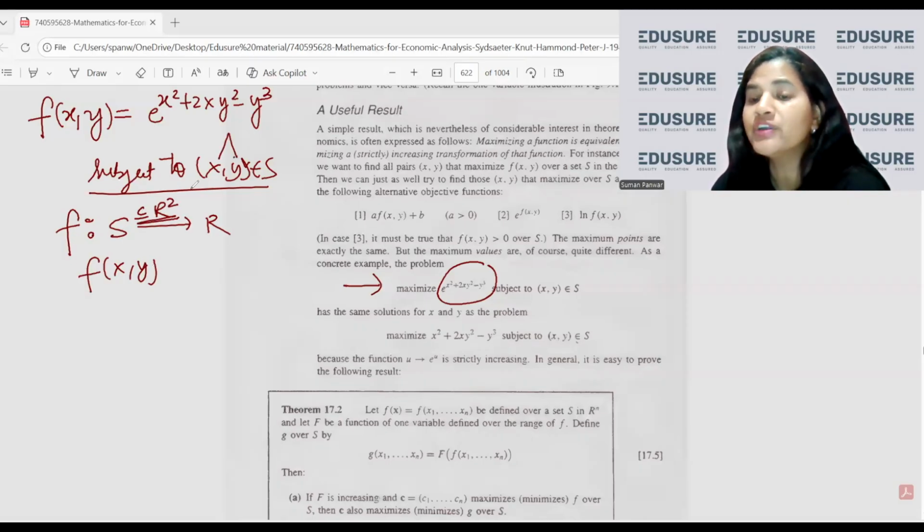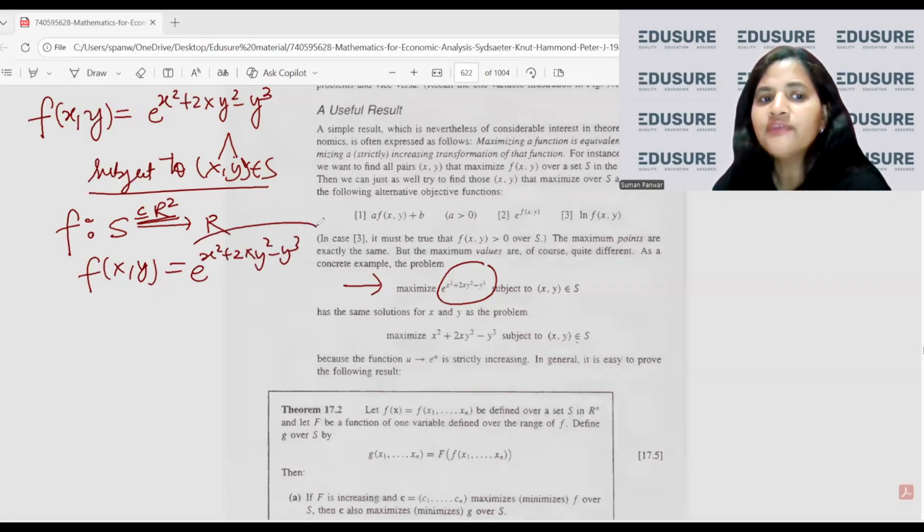Of course, you can see that I have a two-dimensional plane over here, where f(x,y) is taking this particular value, e to the power x squared plus 2xy squared minus y cubed. This value will always be a real number. This is an exponential function. Now suppose I want to maximize this function.